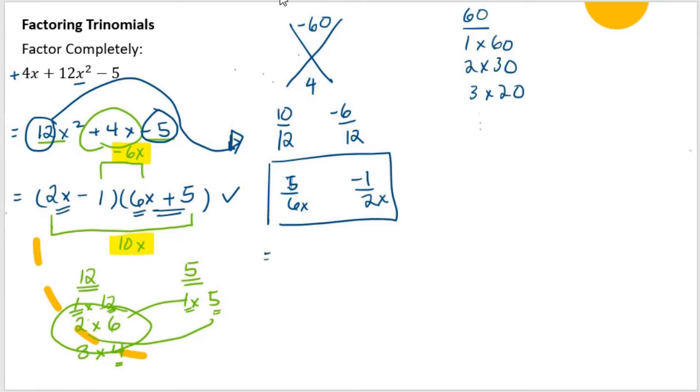So just to write a complete answer, this will also be 2x minus 1 times 6x plus 5. Or of course, you could write that as 6x plus 5 times 2x minus 1, as it means the same thing.